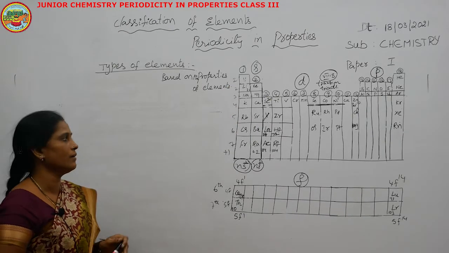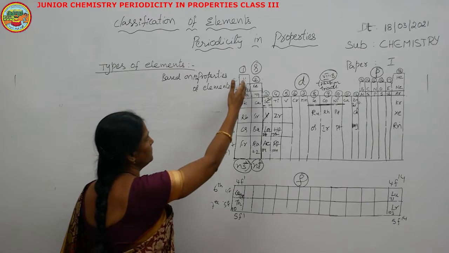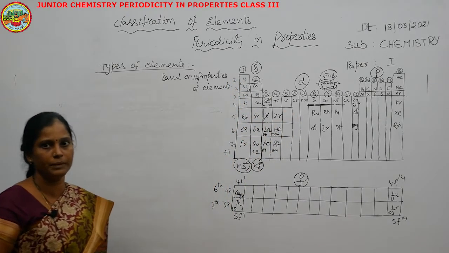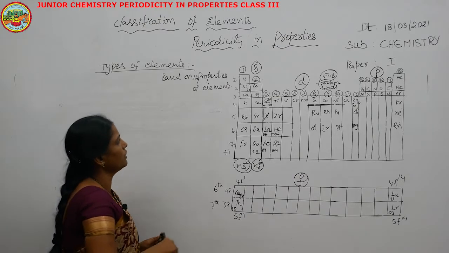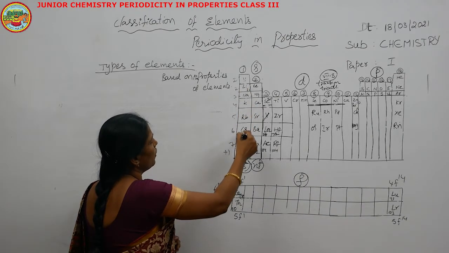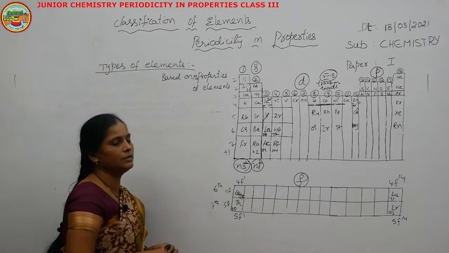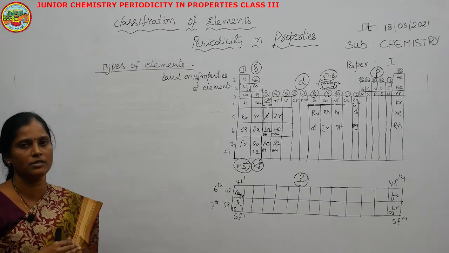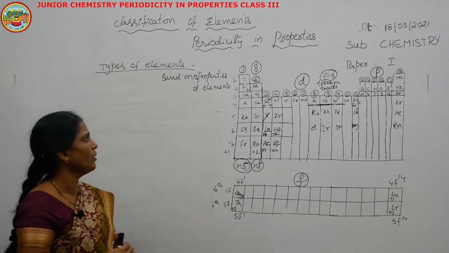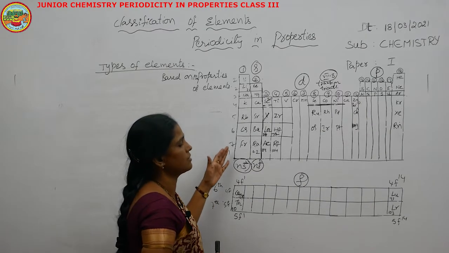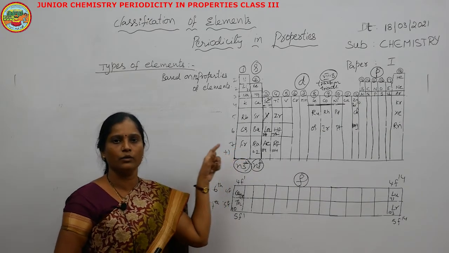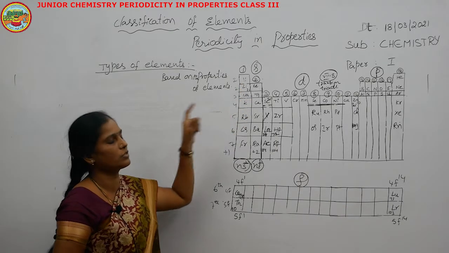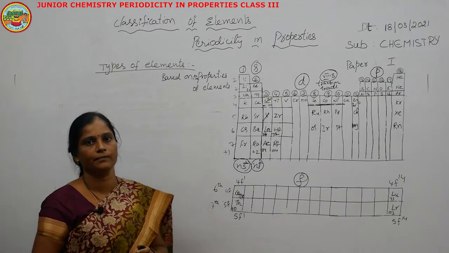That means if elements are present in one group, first group, second group, like that, there are 18 groups in the periodic table. So in one group, the properties of all elements are repeated. That means the properties are all the same. Why do they exhibit similar properties in one group? Due to their similar outermost electronic configuration.